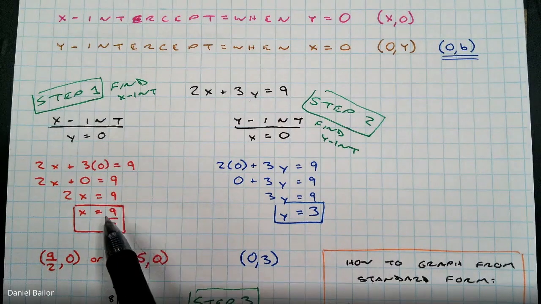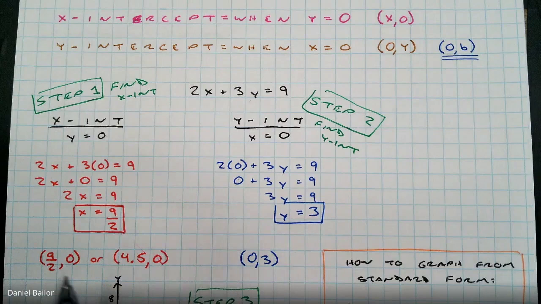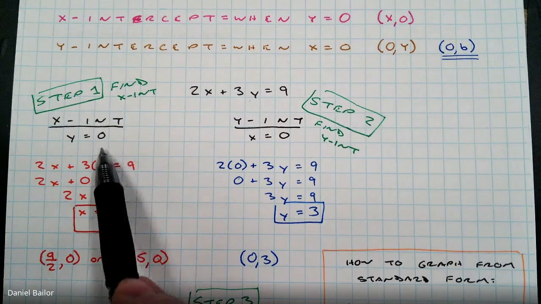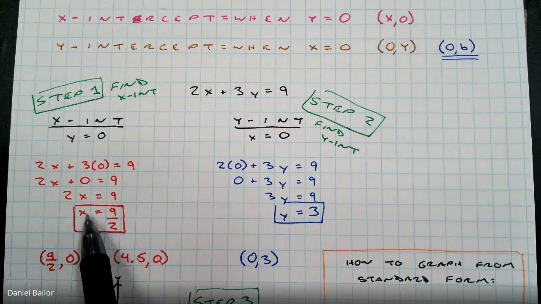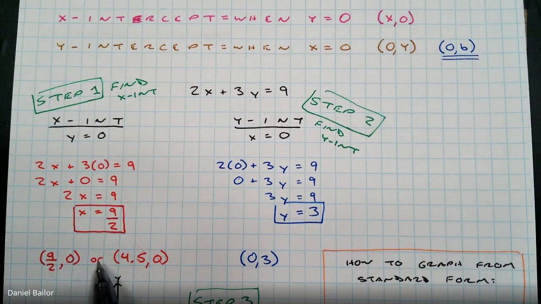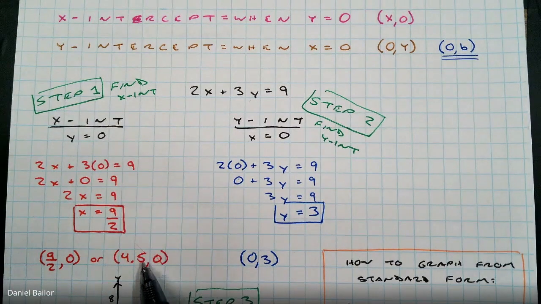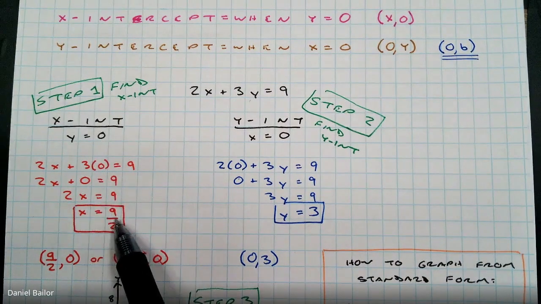Which means I can turn those into coordinates that look like this. 9 over 2, comma, 0, because y is 0. And in the equation, y is 0 means x is 9 over 2. Or you can say 4.5 and 0. So the x-intercept point is right here. Because I know for the x-intercept, the y is 0, and then I substitute and solve to find the x.